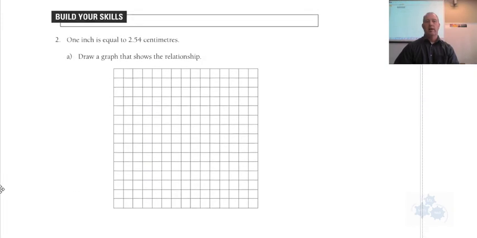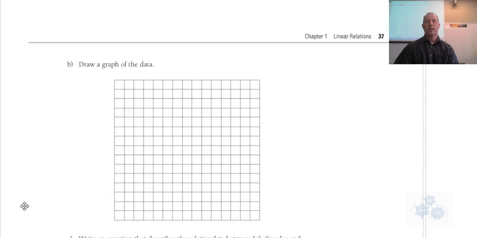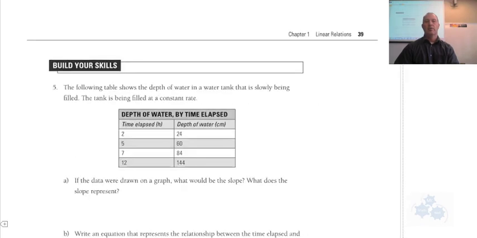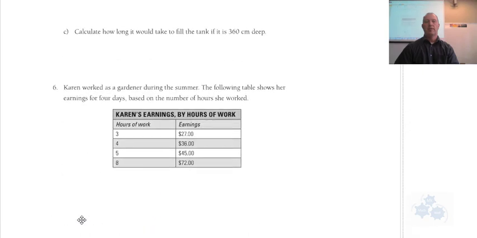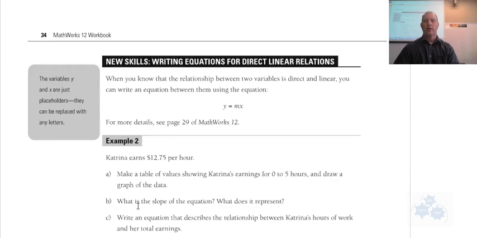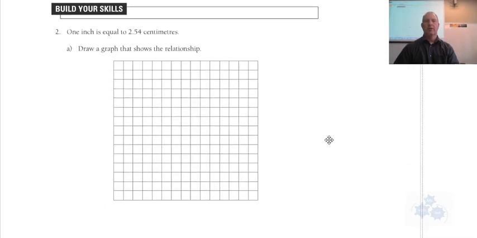Let me see what we have here. This question, 2, 3. I wanted to go through another example for the end of the day, so I want to go through example 3 as well, and then we'll finish these ones. We're going to try and get to the end of question number 6 before we're done today. Okay, so let's do build your skill question number 2. I'll get you started on this.